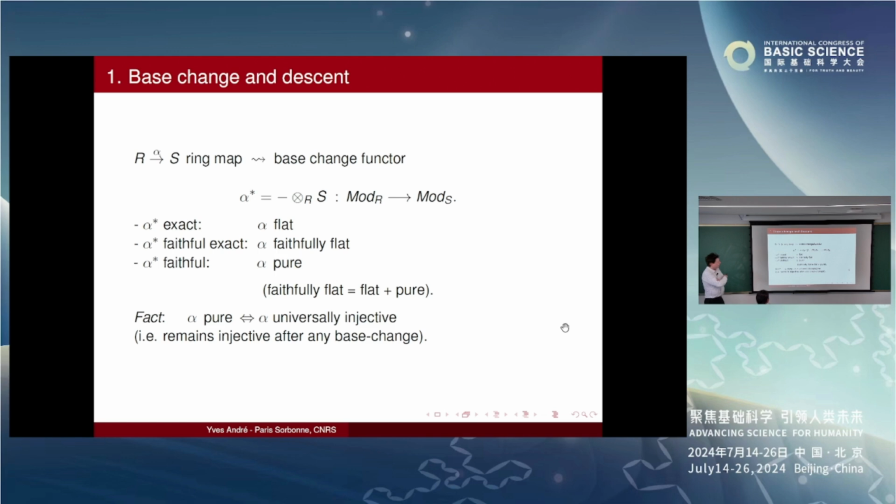An elementary fact is that a pure morphism, which by definition means that the base change is faithful, is such that alpha is pure if and only if it is universally injective, which means that it remains injective after any base change. So if you replace R by some extension.